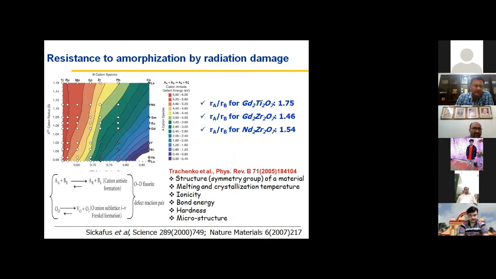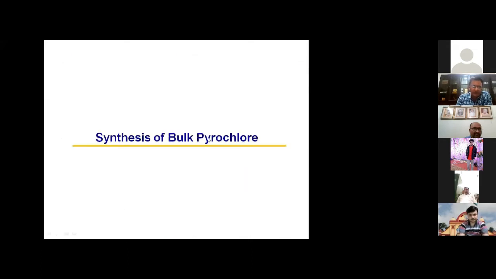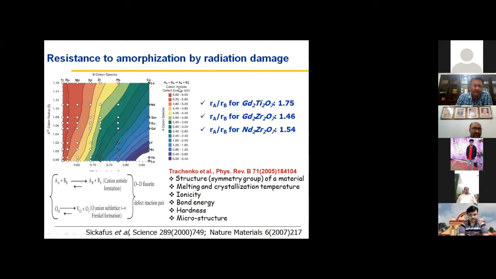So now the question is coming: if I take A and B as a lanthanide or transition metal, there are more than 500 different types of pyrochlore we can synthesize. So which one should we select? For that, some theoretical calculation has been done, and what they have done is that they have calculated how much energy is required if I change from the A to B side or B to A side. So that red zone that you can see.